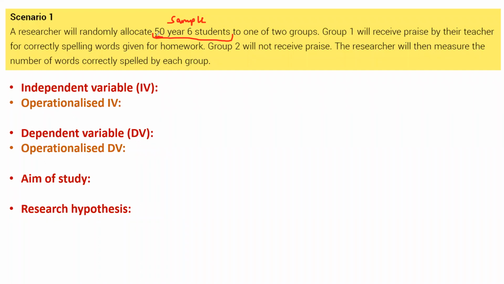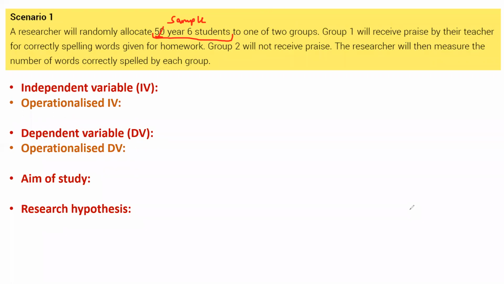Okay, if that number 50 wasn't there though, if it just said year 6 students, that would then turn into the population, because now it's undefined as to how many year 6s are actually taking part in the experiment. So whenever you've got a population, it's always very generally stated. There's no specific number attached to it. But whenever we've got a sample, there is a number that's attached to it. Okay, so that's the main difference between the two.